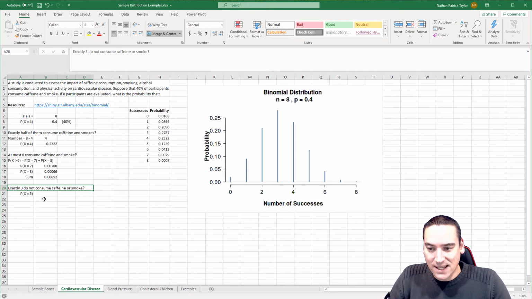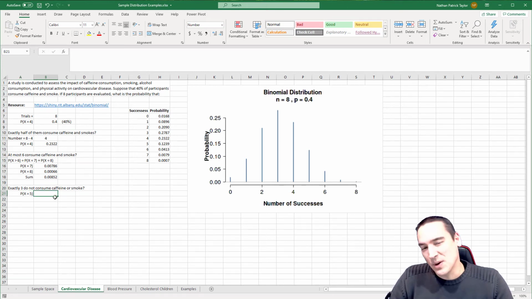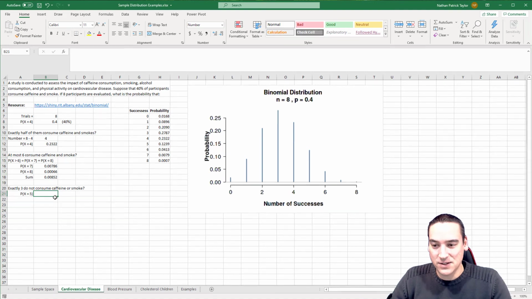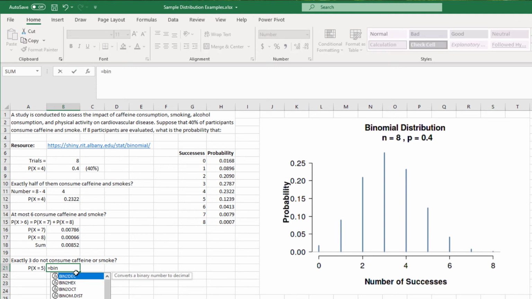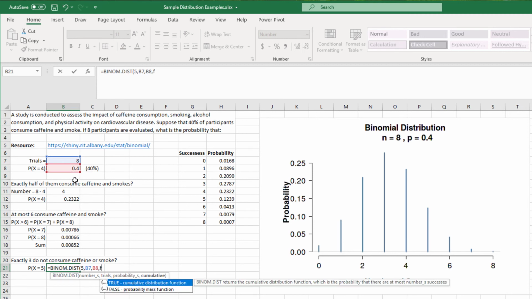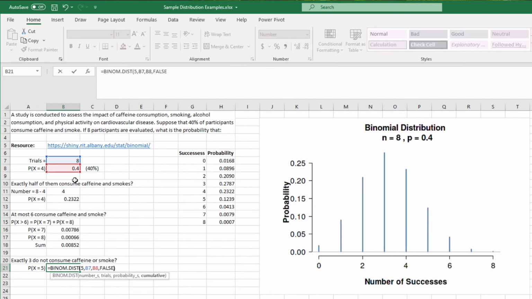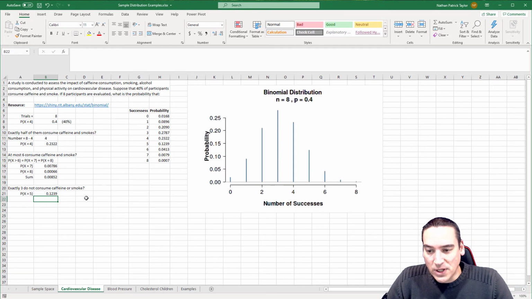Let's move on to the third question: exactly three do not consume caffeine or smoke. This is where the successes really are sort of weird, because remember, consuming caffeine and smoking is a success. So we need to say 8 minus 3, because if 5 are successes, 3 of them are failures, or 3 of them did not consume. Since I know that's what I'm looking for, I use the binomial distribution again. I'm looking for 5 out of the 8 trials with a probability of 40% of succeeding, and make this false. Close it off with a parenthesis, and we get 0.1239, which is right here.